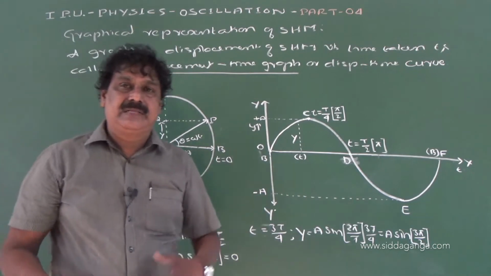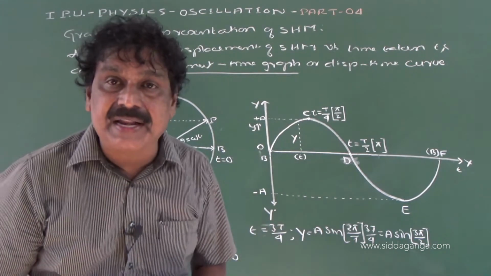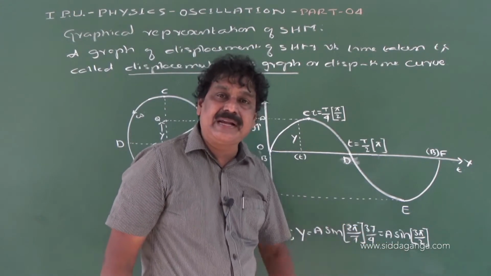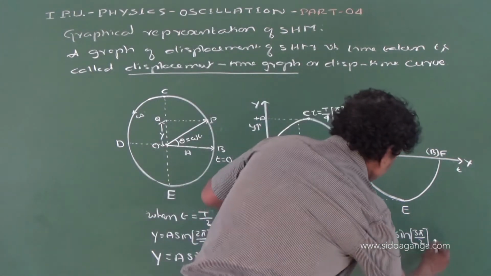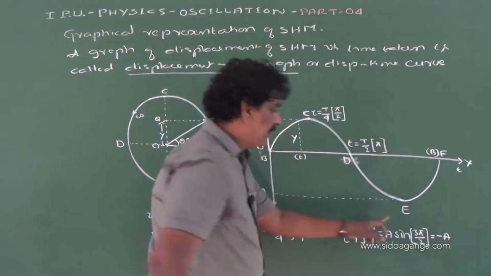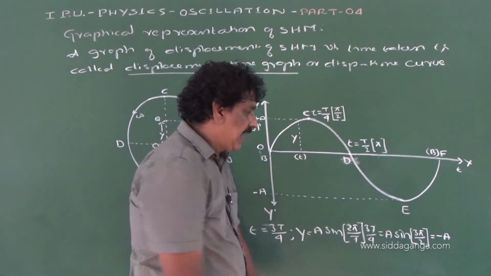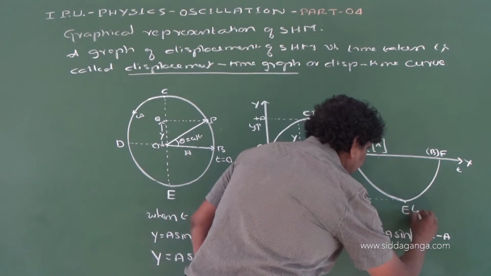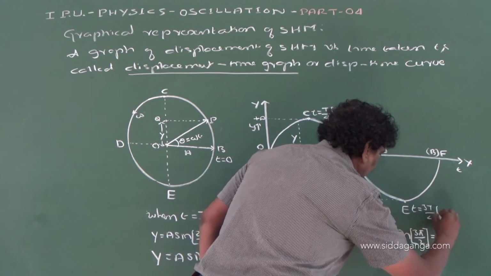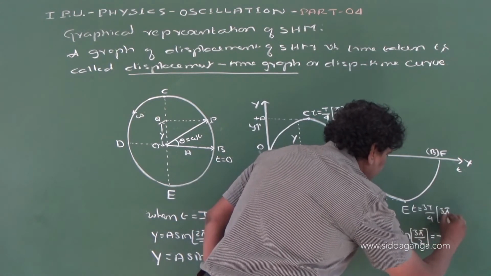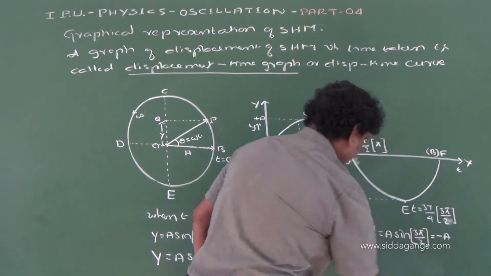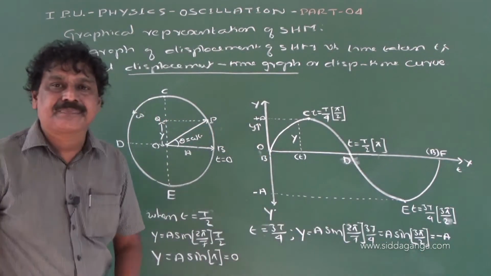That means 3 pi by 2 is equal to 270 degrees. Now we have sin 270 degrees is equal to minus 1, that is y equal to minus a, at this position. So here the time taken t is equal to 3T by 4 and the angle covered is 3 pi by 2. It is the angle covered. Is it clear?